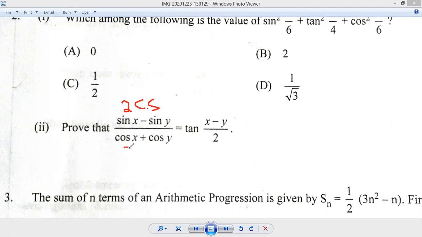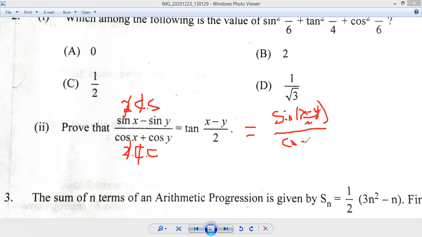Similarly, cos c plus cos d is 2 cos x plus y by 2 into cos x minus y by 2. Now these 2 cancel. Cos x plus y by 2 and cos x plus y by 2 cancel. The remaining term is, I'll expand this, sine x minus y by 2 by cos x minus y by 2. So sine by cos is tan, which is equal to the RHS. Therefore, LHS equal to RHS, hence proved.